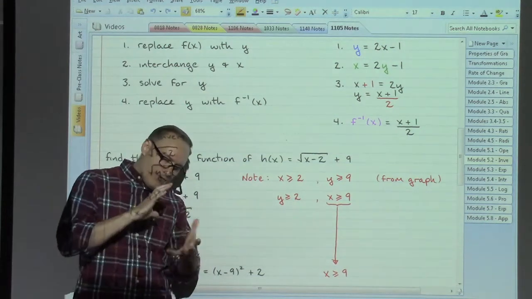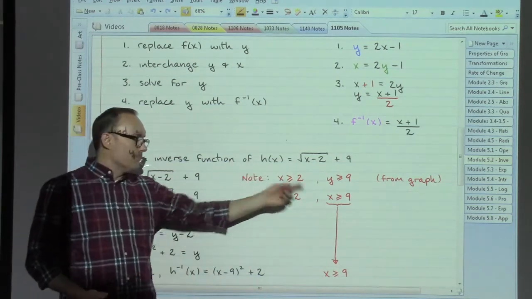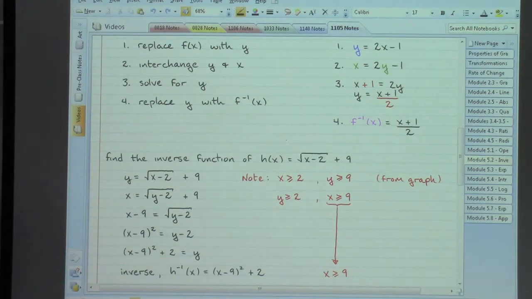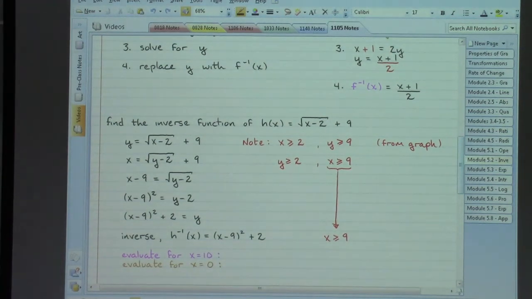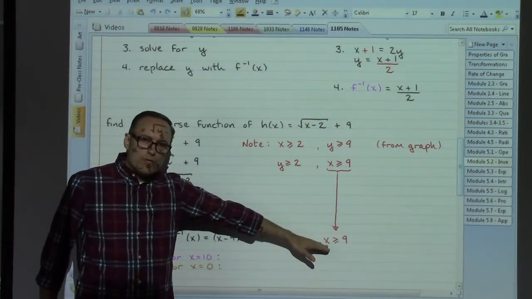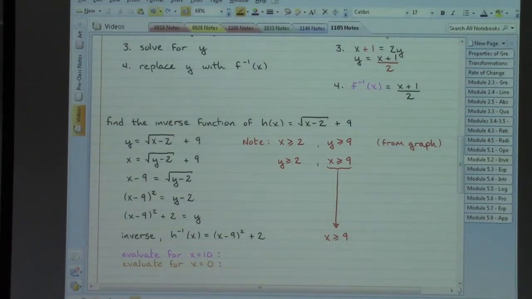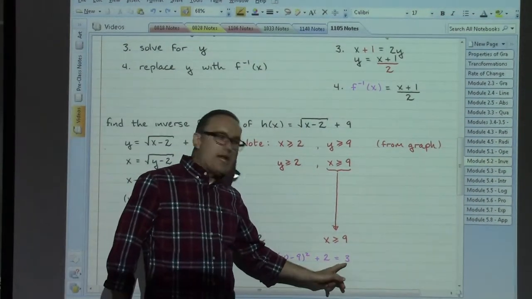So there are some sneaky little things going on here interacting with one another, and we want to make sure that we're aware of them. Making these little side notes helps us make sure that we are aware of those so that we're not confusing ourselves. But again, let's really try to hammer home that idea with a quick little evaluation. If we want to evaluate our inverse function for x equal to 10, 10 is greater than or equal to 9, that's allowed. We are perfectly fine with plugging in the 10 and getting a value of 3.